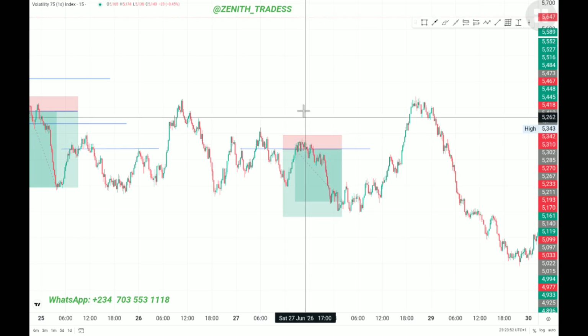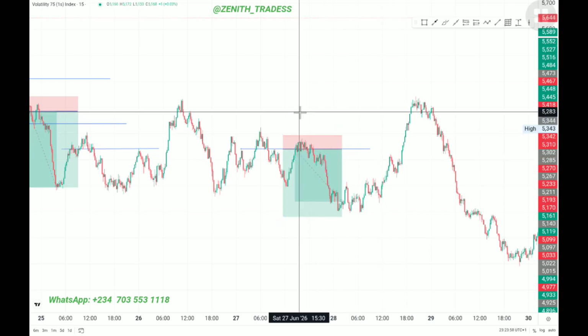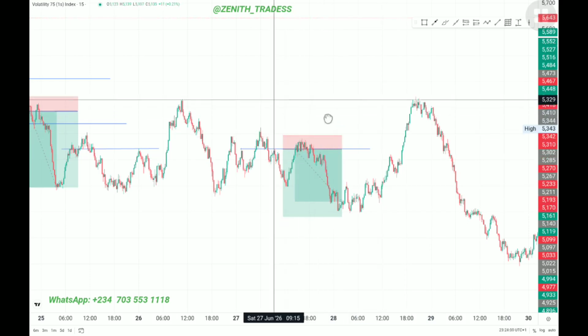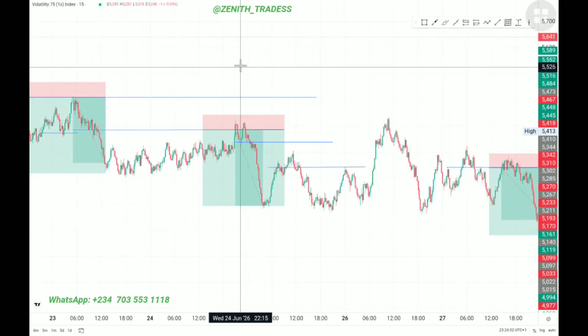So it will be 14:30. But if you have set it to be GMT +1 or UTC +1, then you should be seeing 3:30 as a Nigerian. That is 15:30, exactly 3:30 in the afternoon. Alright, let's look at this.